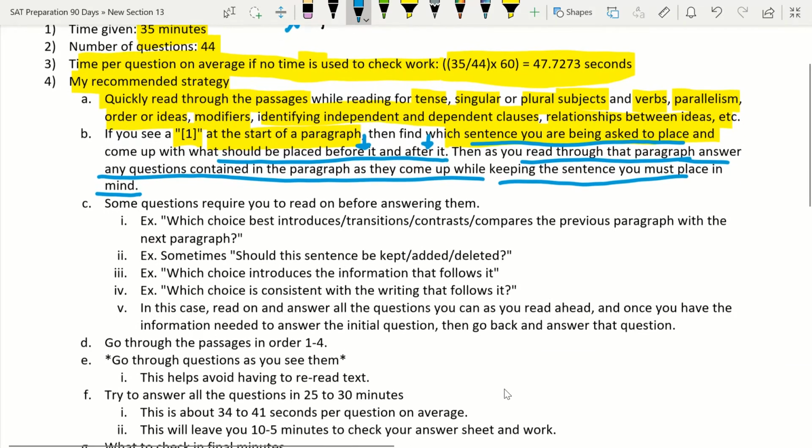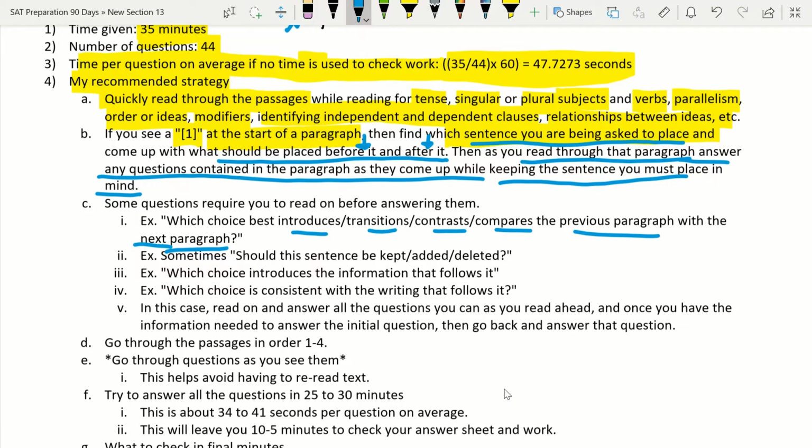The next thing we have is that some questions require you to read on before answering them. We have a couple of examples of these questions here. For example: which choice best introduces, transitions, contrasts, or compares the previous paragraph with the next paragraph? That's a type of question where you have to read on before it's possible to answer it.